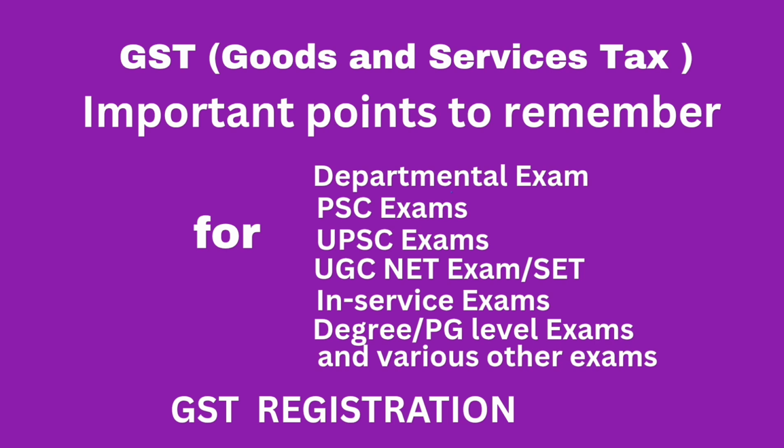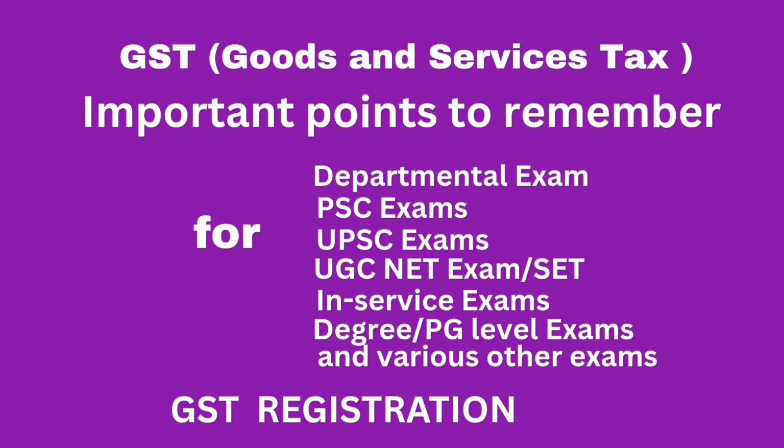Then next, where and by when to apply for registration. A person who is liable to be registered under section 22 or section 24, in every such state or UT in which he is so liable, within 30 days from the date on which he becomes liable to registration. Then a casual taxable person or a non-resident taxable person, in every state or UT in which he is so liable, at least 5 days prior to the commencement of business.